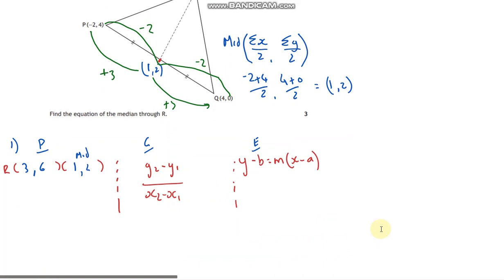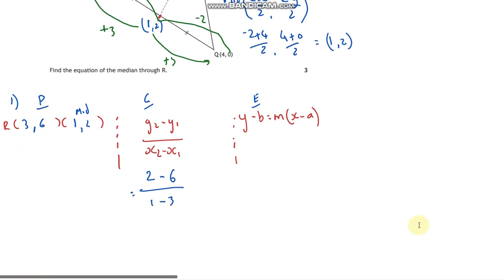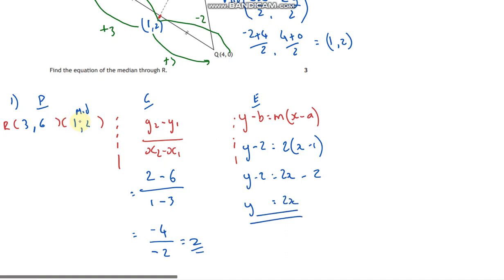And it's really just a lat 5 question. Difference in the y's. So I'll do 2 take away 6, over 1 take away 3. So my gradient for that will be negative 4 divided by negative 2. So it's just 2. And I'll substitute that in. I'll just substitute in this point. So y take away 2 is equal to 2 times x take away 1. Break out the bracket. Move over the negative 2. So they just cancel out to give you y is 2x.